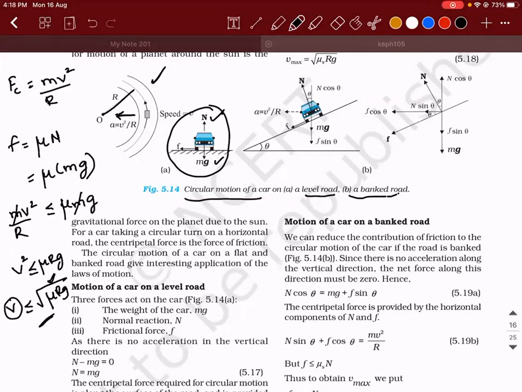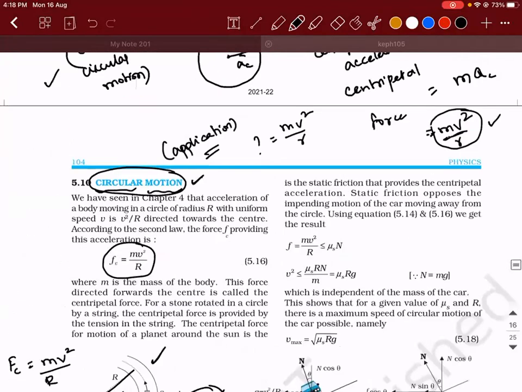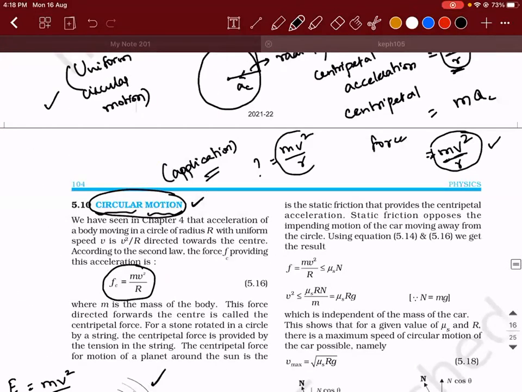Sir, if the centripetal force is equal to the frictional force, how will the car turn? It will be equal, right? Centripetal force is not an external force. Centripetal force would have the formula mv square by r. I told you, wherever you see circular motion, mv square by r is fixed, but the right side parameters keep changing. That is what I meant.